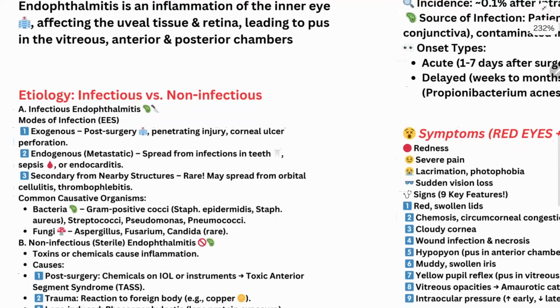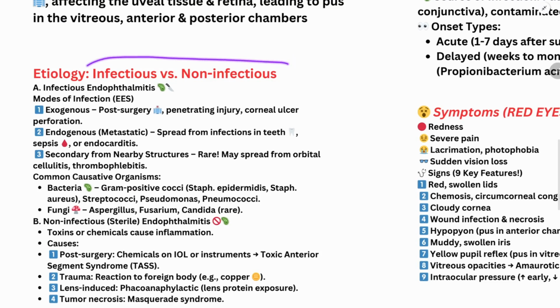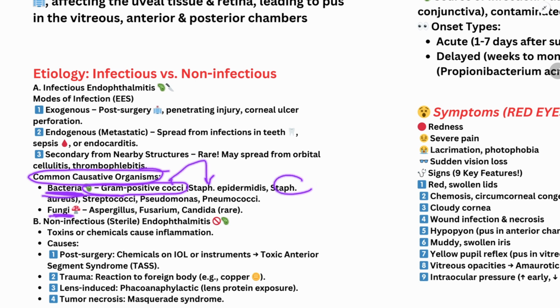Okay, so inflammation is caused because of some organisms. So these organisms are nothing but infectious and non-infectious. Etiology is infectious and non-infectious. So what are these infectious endophthalmitis? First one is, what are the causative organisms? There are bacteria and fungi. Bacteria are gram-positive bacteria like Staph epidermidis, Staph aureus, and Streptococci, Pseudomonas, Pneumococci can also cause this endophthalmitis. Next one, fungi like Aspergillus. Aspergillus is the main reason for causing this fungal keratitis, and Fusarium and Candida.